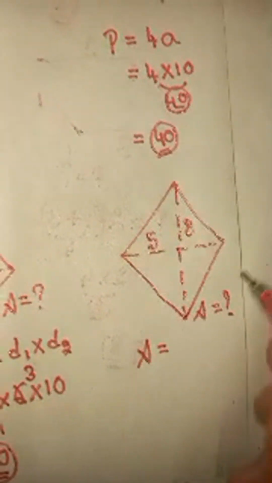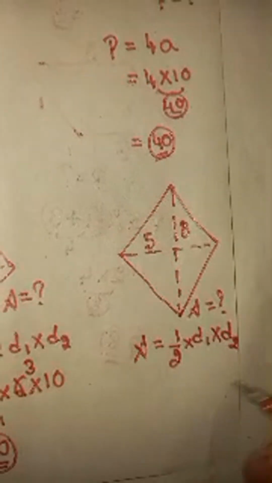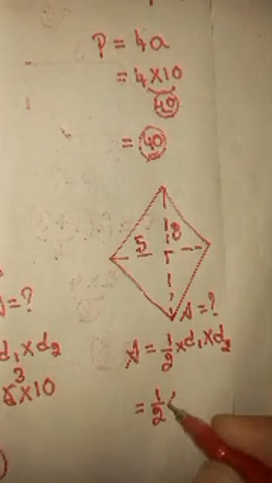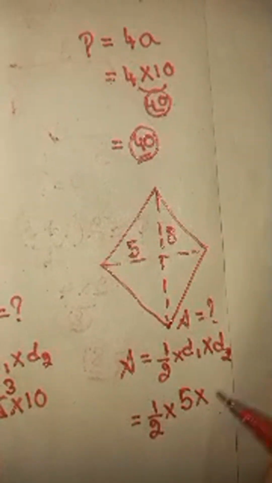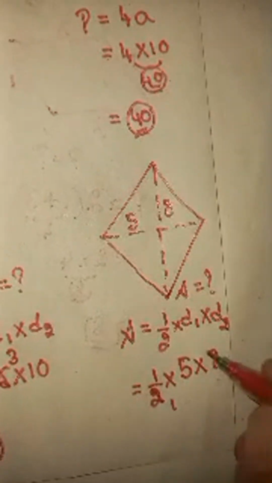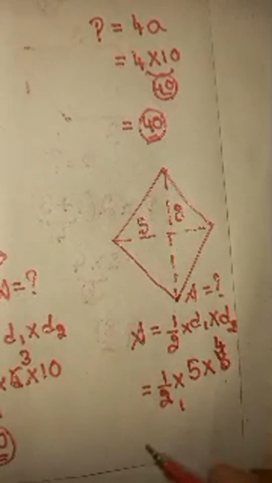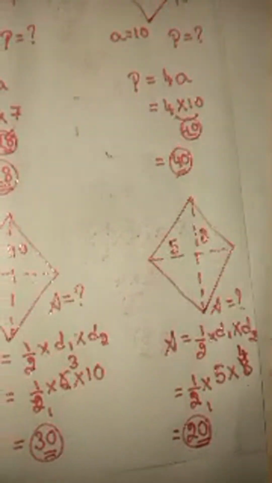Area of the rhombus is half times diagonal 1 times diagonal 2. That gives half times diagonal 1, which is 5 units, times diagonal 2, which is 8 units. Now we can divide 2 by 2, 1 times 2, 4 times 5 is 20. 20 square units is the area of this rhombus.